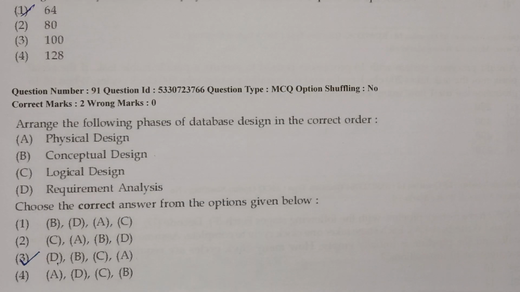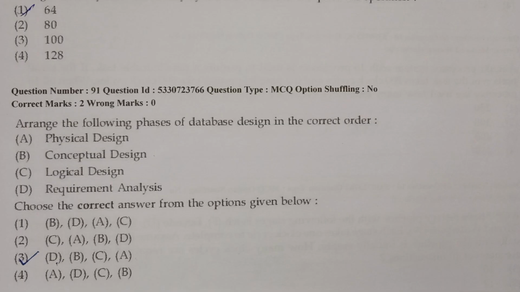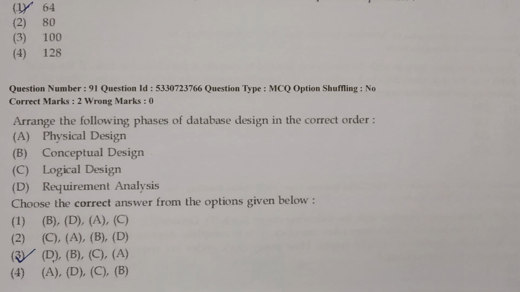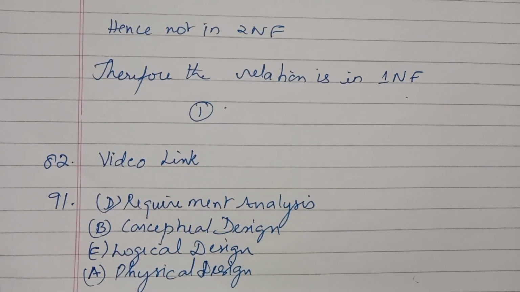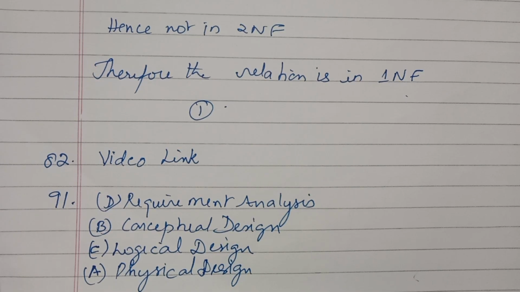Next, question number 91. Arrange the following phases of database design in the correct order. So physical design, conceptual design, logical design, and requirement analysis. So when you do a database design, it should be in the correct order. Database design starts with requirement analysis. Then we do the conceptual design, then the logical design, and then finally the physical design. So correct option is option number 3.